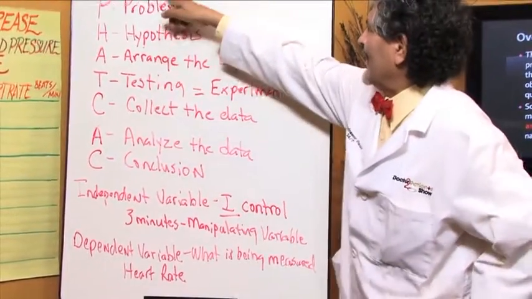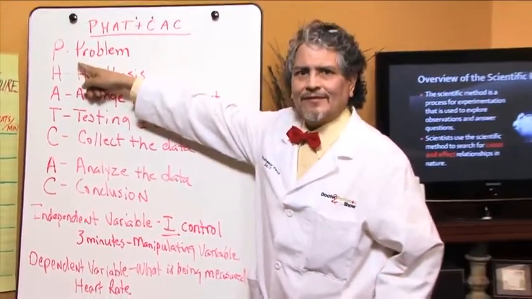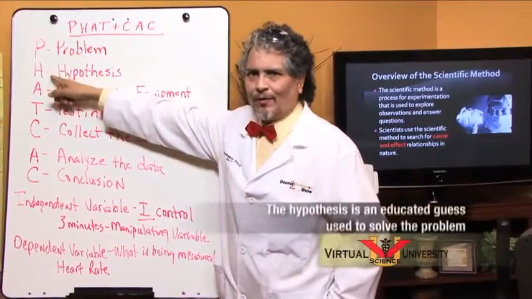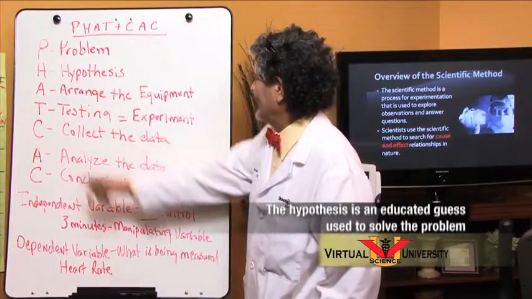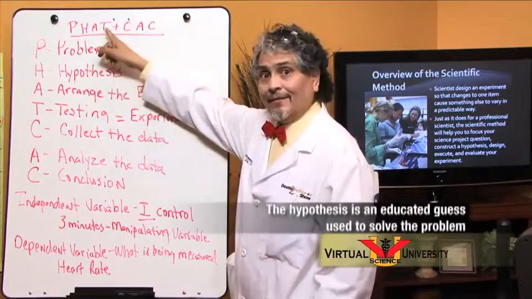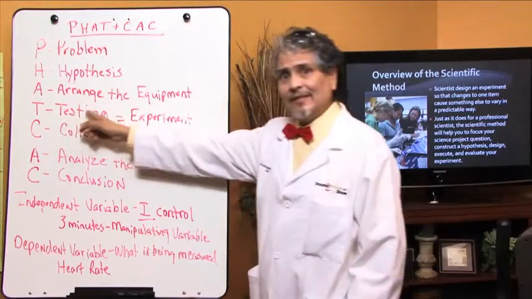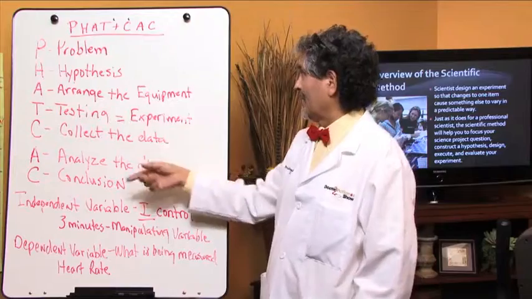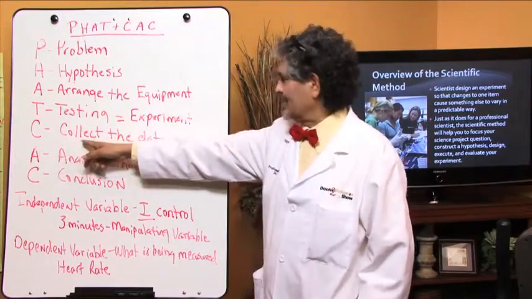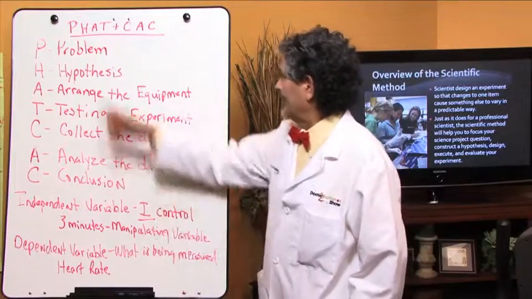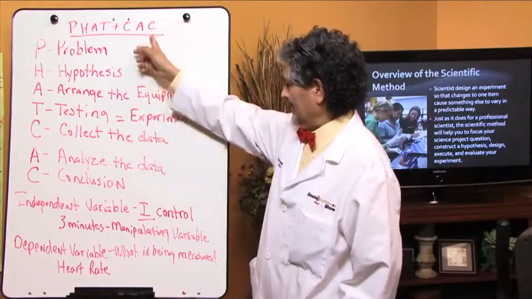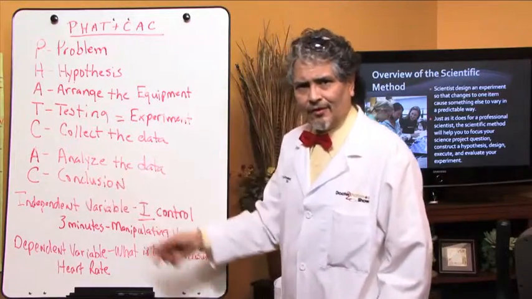Okay? PHATCAC. The P stands for the problem. The H represents the hypothesis. The A represents arrange the equipment. The T represents testing, which equals experiment. The C represents collect the data. The A represents analyze the data. And the C represents the conclusion.